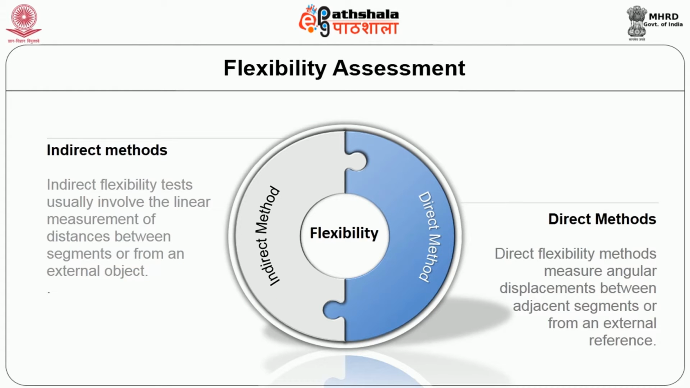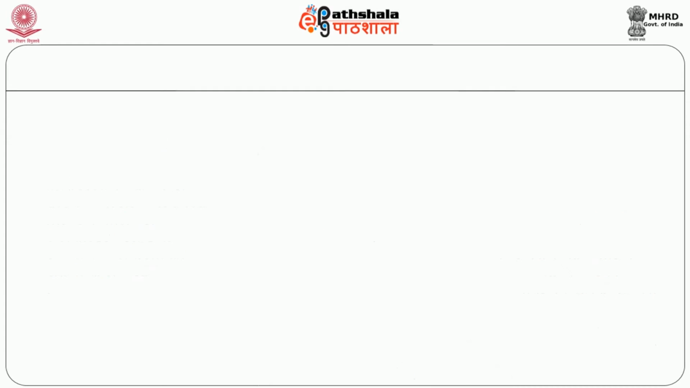So here are the flexibility tests. The flexibility test has 2 methods. One is direct and the other one is indirect. The indirect flexibility test usually involves the linear measurement of distances between segments or from an external object. The direct flexibility method measures angular displacement between adjacent segments or from an external reference.